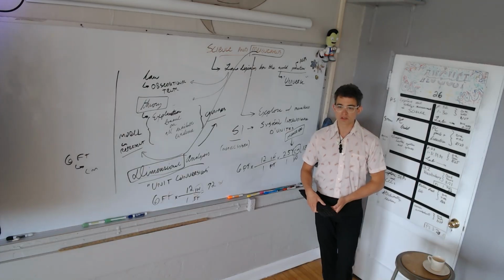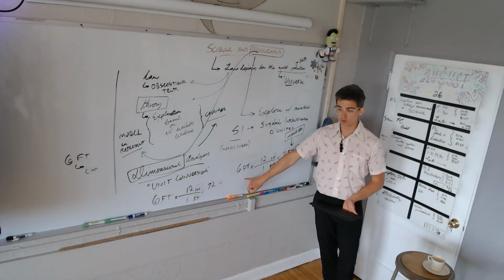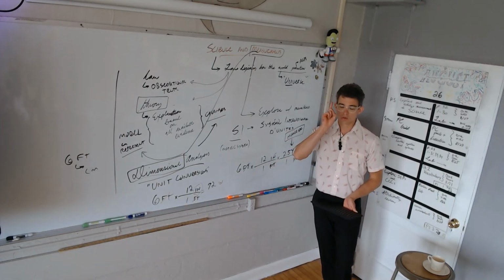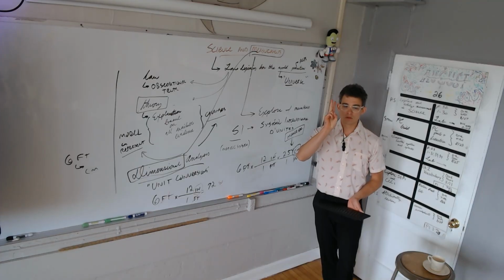Do you have questions? First, do you have questions about how to perform dimensional analysis? Write the given, write the fraction, put the units in, put the numbers in, and then multiply.